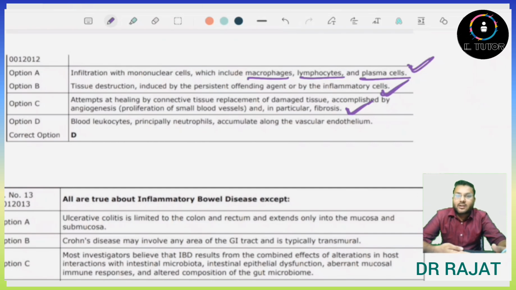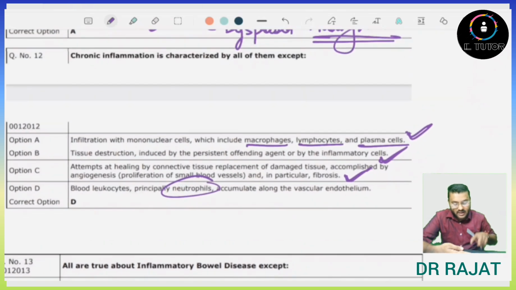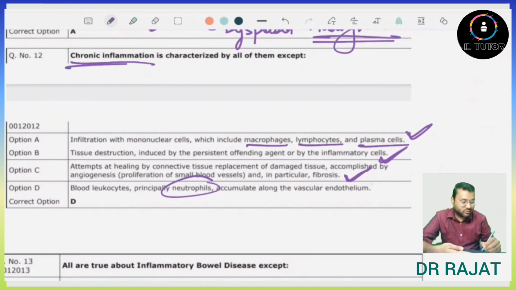Blood leukocytes, principally neutrophils, accumulate along the vascular endothelium. So this is false because neutrophil is seen in the acute inflammation, not the chronic inflammation. But they are asking about the chronic inflammation. So this is a false statement. So answer will be option number D, that blood leukocytes, principally neutrophils, which accumulate along the vascular endothelium, is not seen in the chronic inflammation.